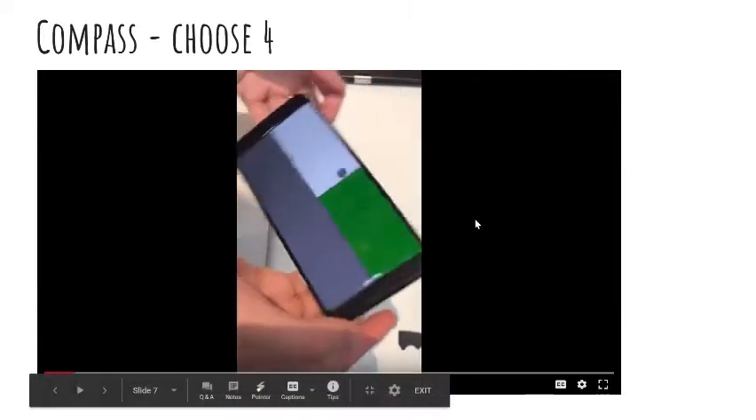Our second model is about using a compass to choose four different sections. So if the user holds the phone and moves it along the compass direction, then the ball moves and brings it into the target rectangle. And if you push it downwards, then the selection is confirmed, and that's how we progress to the next trial.